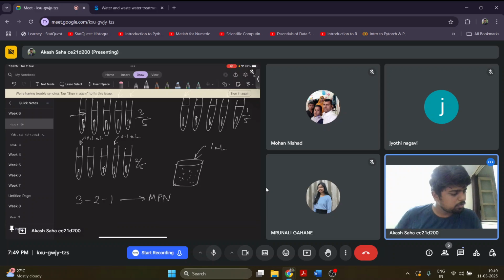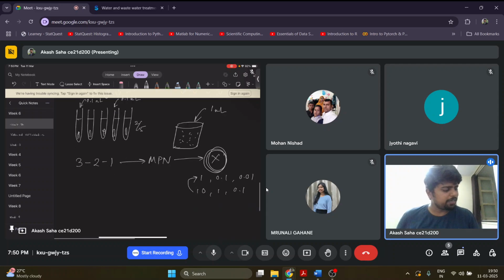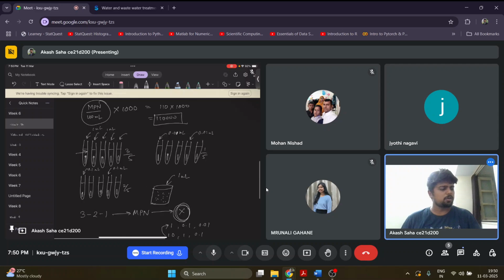Whatever X I get is the answer for my particular dilution, that is 1 ml, 0.1 ml and 0.01 ml. But the table is for 10 ml, or 1 and 0.1. So how much dilution have I done? I have diluted 10 times. So whatever X I am getting, I will multiply with 10. So 10X will be my answer. That's how you have to calculate. I hope this is clear to all of you.